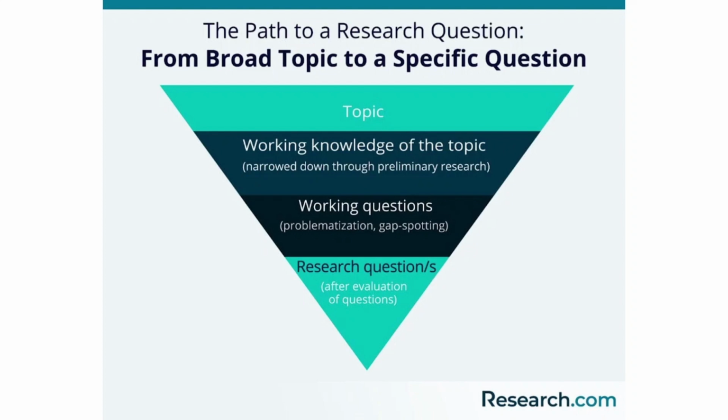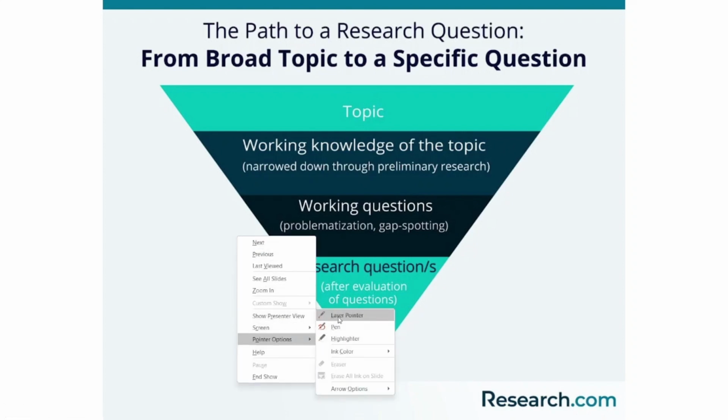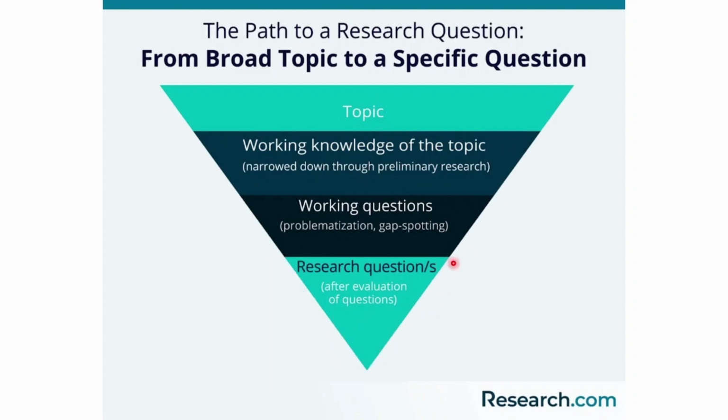Then you'll move ahead to working questions, like problematization and gap spotting. That's what people generally say: you'll find gaps in that research, then you'll evaluate, then you'll propose the hypothesis, define the problem, define the objectives, and then move ahead to experiments to see whether the questions that you are targeting are worth it or not.